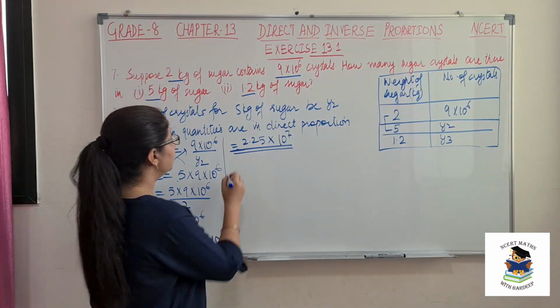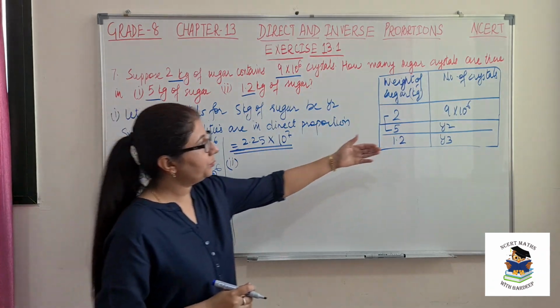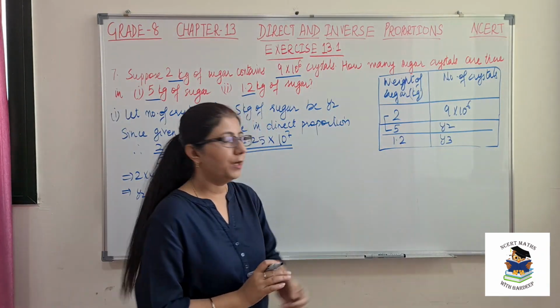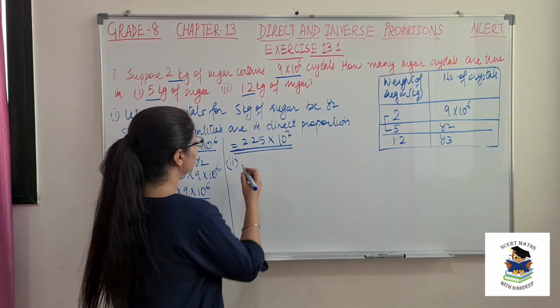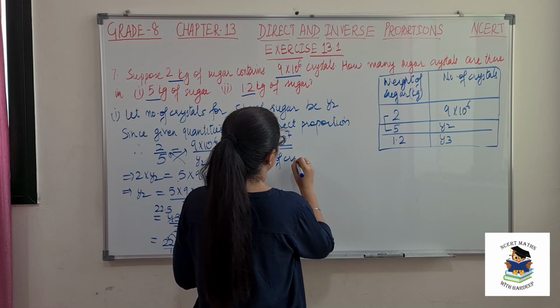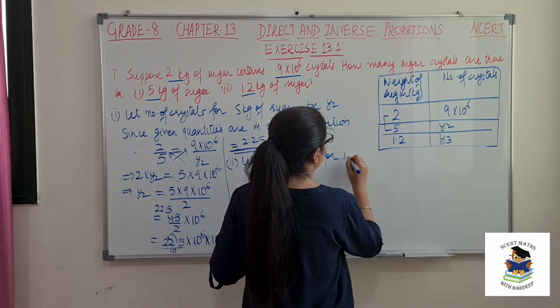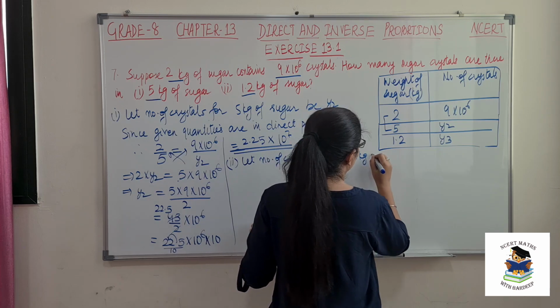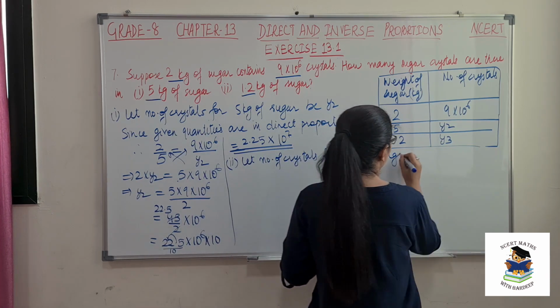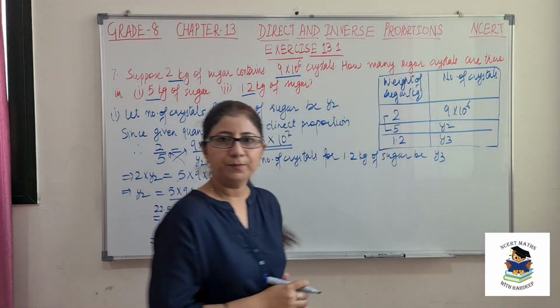So now let's see the second part. It is assumed as Y3 for 1.2 kg of sugar. So first we will write. So let number of crystals for 1.2 kg of sugar be Y3. Okay.